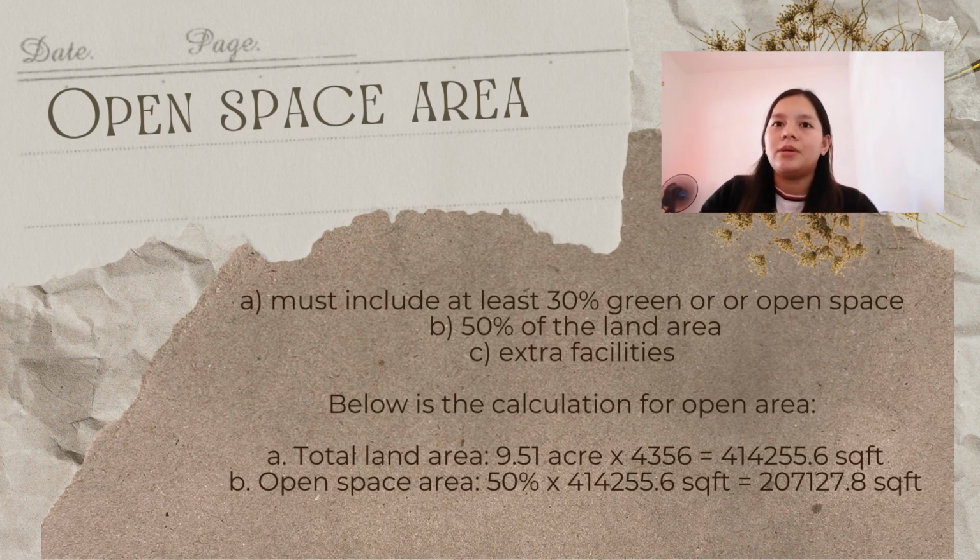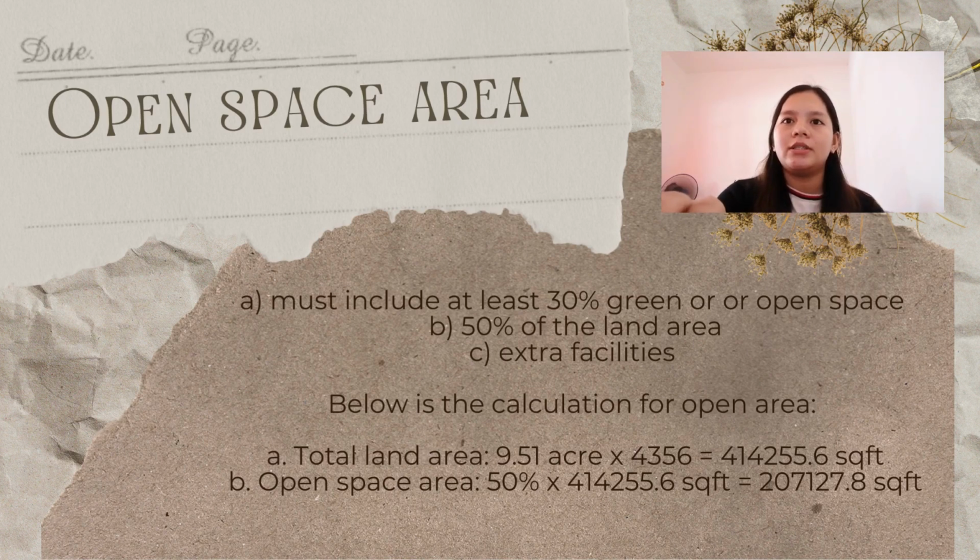In addition to the power substation by Tenaga Nasional Berhad (TNB). Then among the extra facilities, there are parking lot, playground, block road, landscaping, and pedestrian promenades. So here we can see how we calculate the open space area.